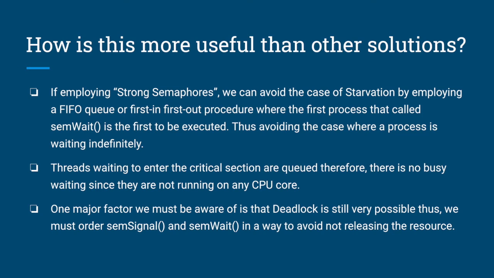So how is the semaphore solution more useful than the other solutions? Well, if we're employing strong semaphores, which is one possible way, we can avoid the case of starvation by employing a FIFO queue. In strong semaphores, we employ a queue, first in, first out, where the first process that called semWait is the first to be executed, and the rest must wait until it calls semSignal again for the resource to become available again. Thus, we're avoiding the case where a process is waiting indefinitely.